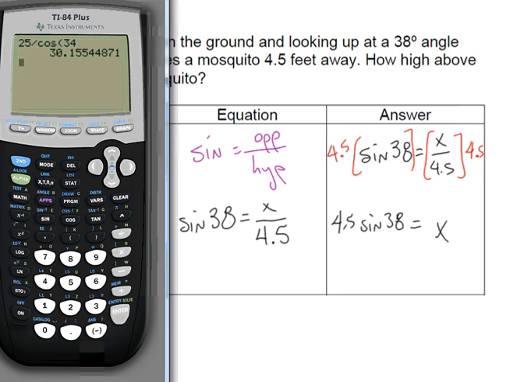So I now go grab my calculator. I type in 4.5 sine of 38 and I press enter. And I see that my mosquito is approximately 2.77 feet above the ground.